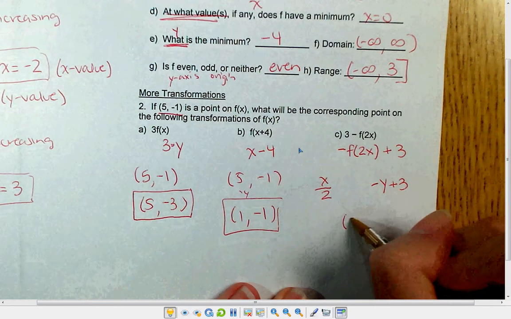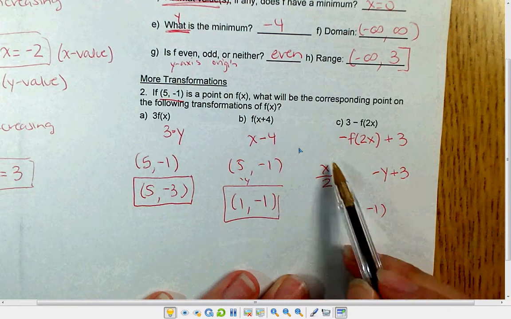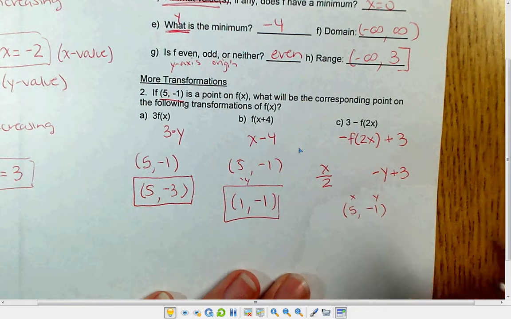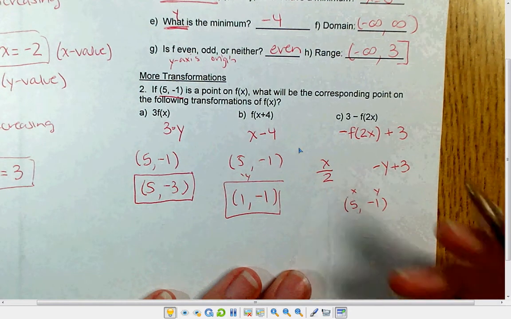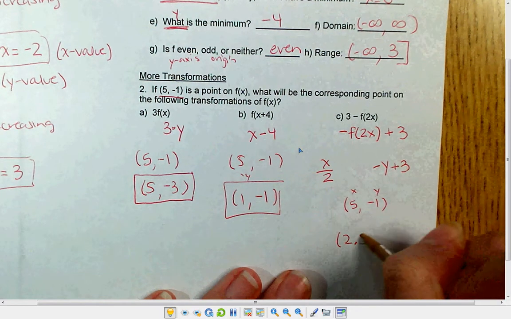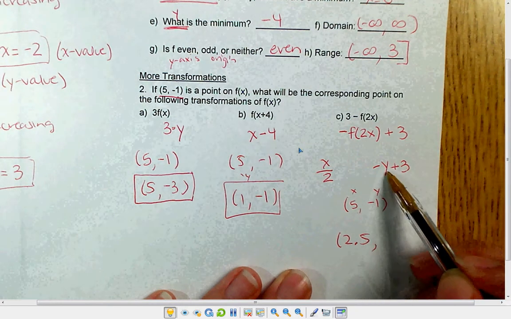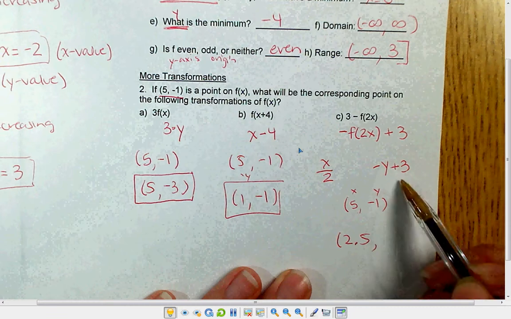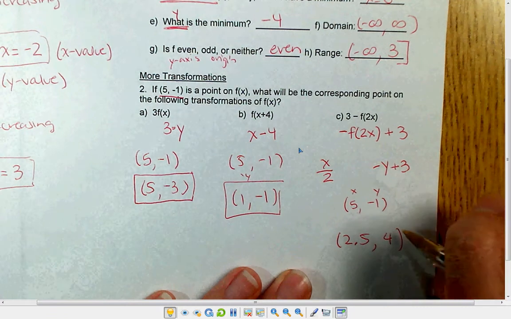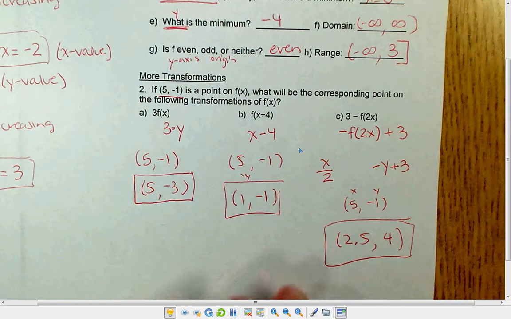So, if our point is (5, -1), this is our x, this is our y, we're going to do 5 divided by 2, which gives us 2.5. And then in this case, for our y, -1, we're going to change the sign, so it turns into a +1, +3 will give us 4. And this is our new point right there.